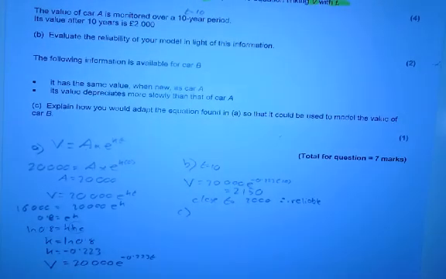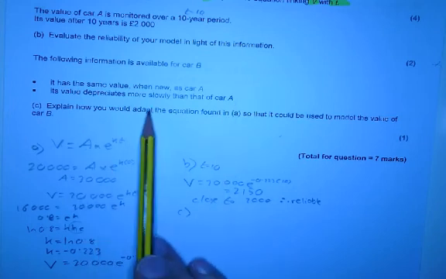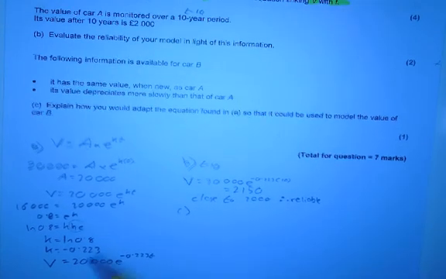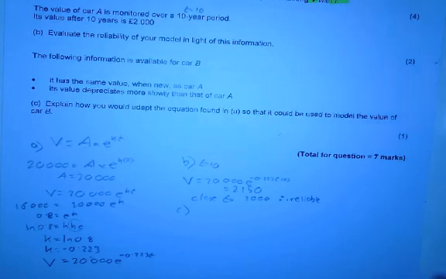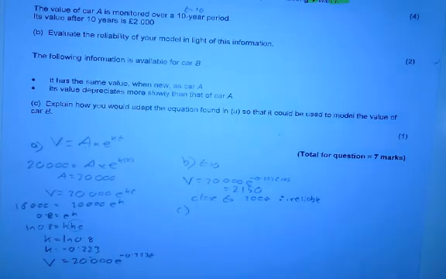Right, part C. The following information is available for car B. It has the same value when new as car A. Its value depreciates more slowly than that of car A. Explain how you would adapt the equation found in A so that it could be used to find the value of car B. Because car B depreciates more slowly, it would be worth more than car A as time progresses onwards.